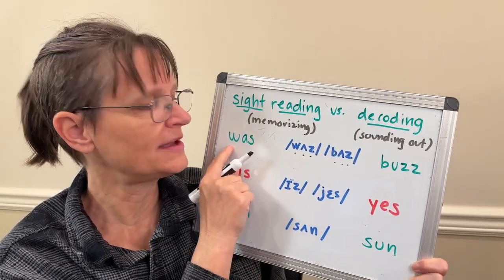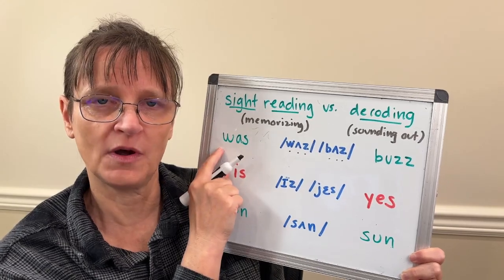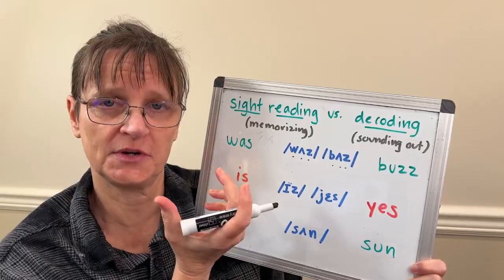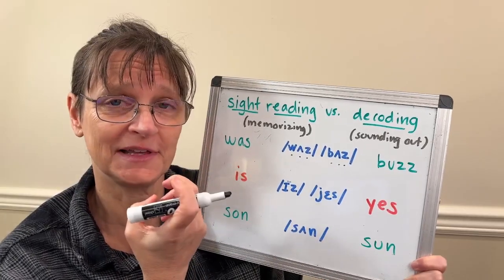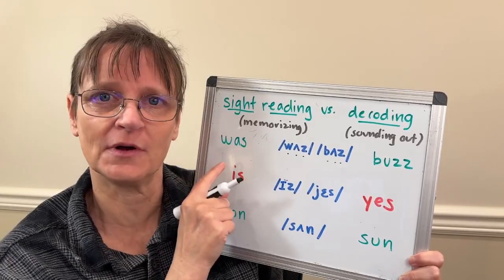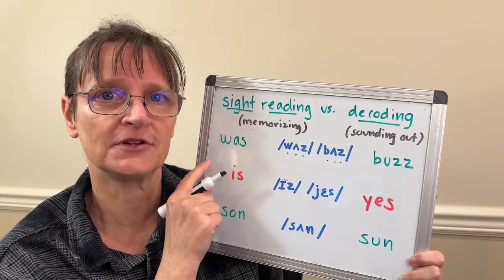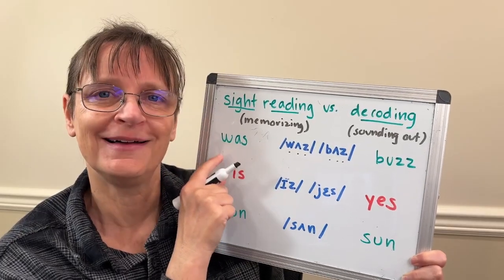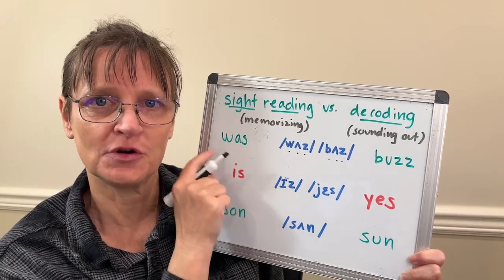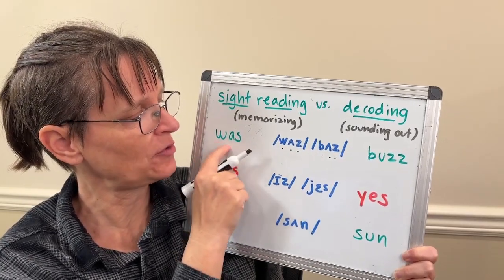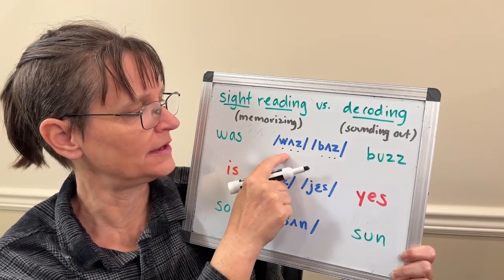And for was, if I start breaking it down, for the w sound, it makes sense. But when I get to the a, it's hard to know what to say. A, most typically in American English, will say a, like in cat. But it doesn't say that here in was. It also doesn't say the other common A sounds. So the most typical sounds for letter A don't apply. So I can't really just decode this word. So what I need to do is memorize that it sounds like was.